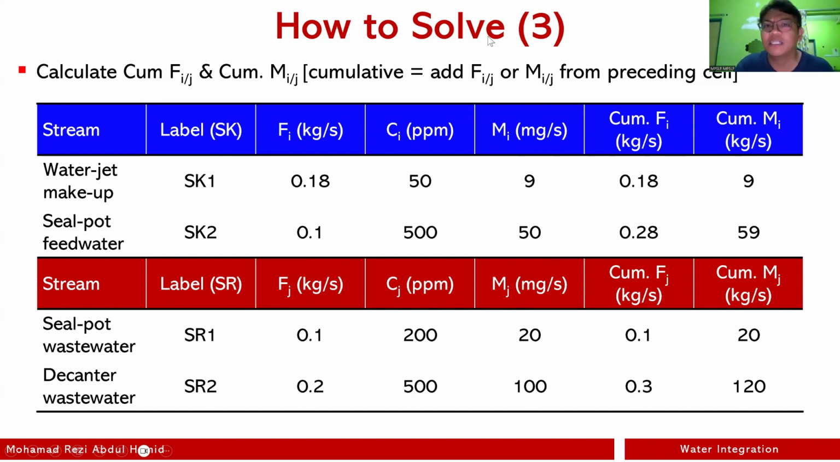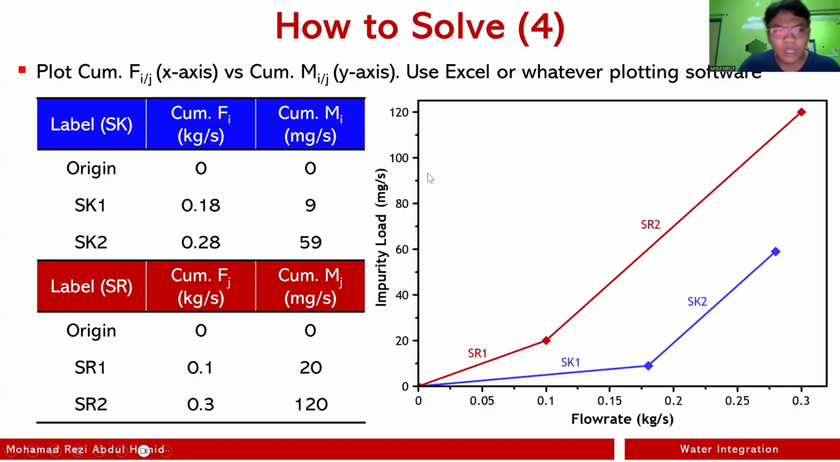Okay, the next step, step number 4. You're going to plot cumulative flow rate and cumulative impurities, one curve, if you will. Then you do the same for the cumulative flow rate of source and cumulative impurities for sink. Put those two things in the same plot. Now you will get something like this. In here, I add one point, the origin, 0, 0, because these are for plotting. You can use Excel or whatever plotting software that you have, but as long as you get something like this, it should be fine. This is step number 4.